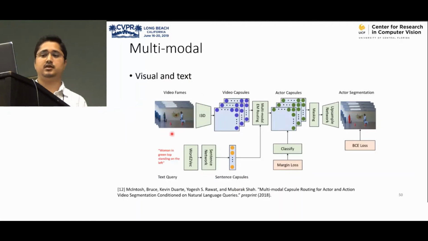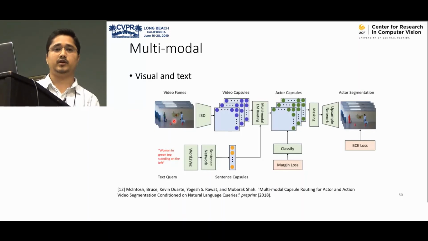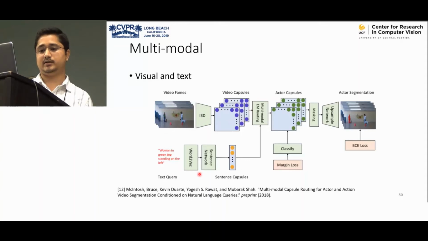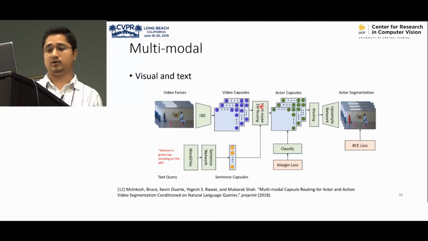The idea here is we can have two different modalities to perform some task or solve a problem. For example, here we have an input video, and we have a textual description which talks about the actor present in this video, and we want to segment that actor in the video. So we'll have two different modalities. We can perform separate routing for the video modality, and for text we have seen in the previous slide how we can get text capsules. Then we'll have this multimodal EM routing, which we will talk about in detail later today, to get the filtered capsules which can be used to do the localization.